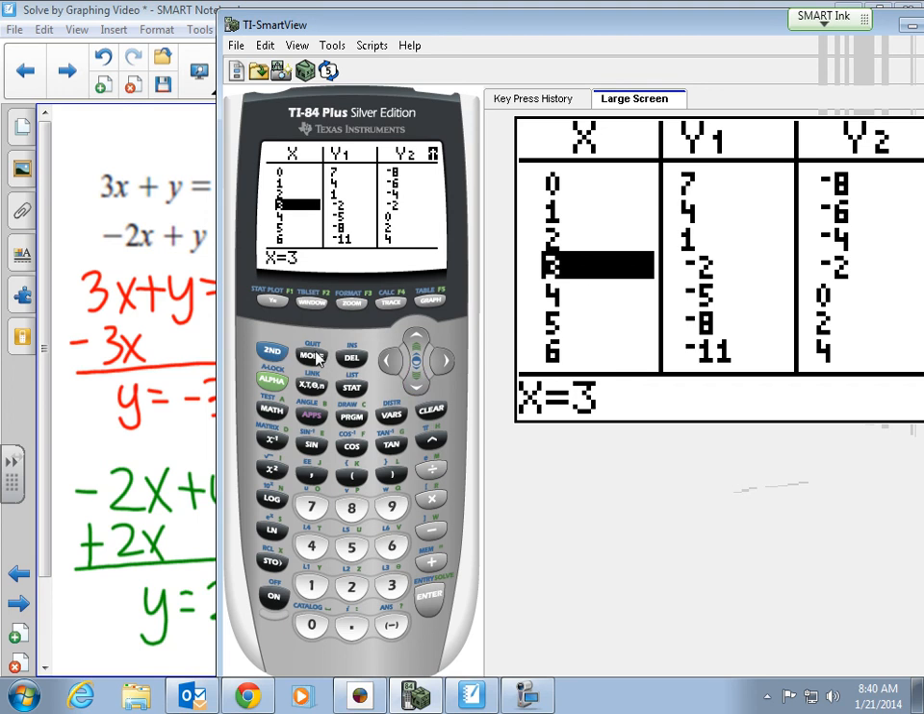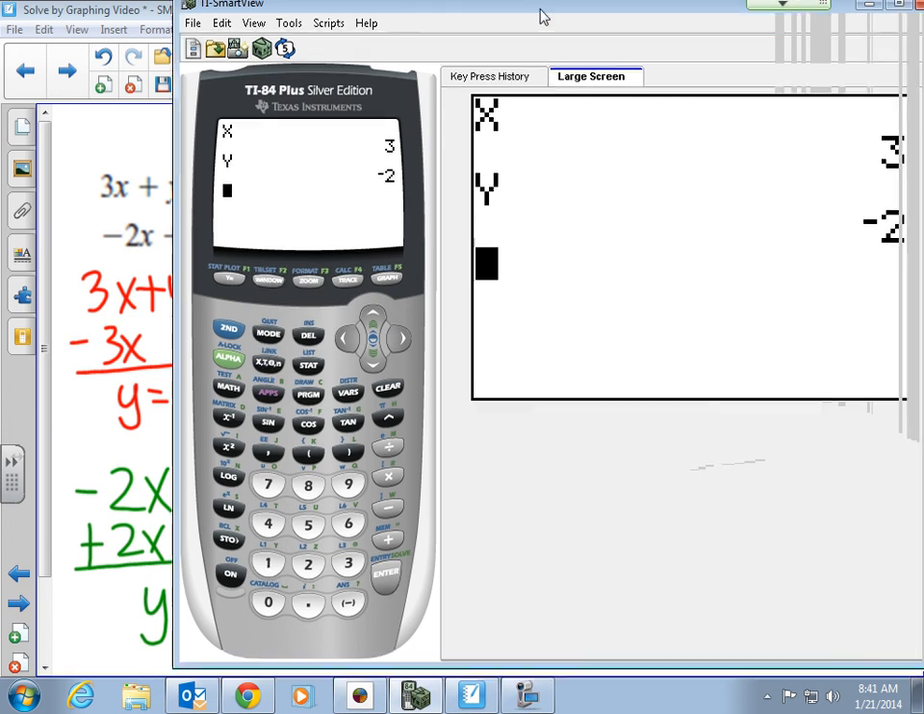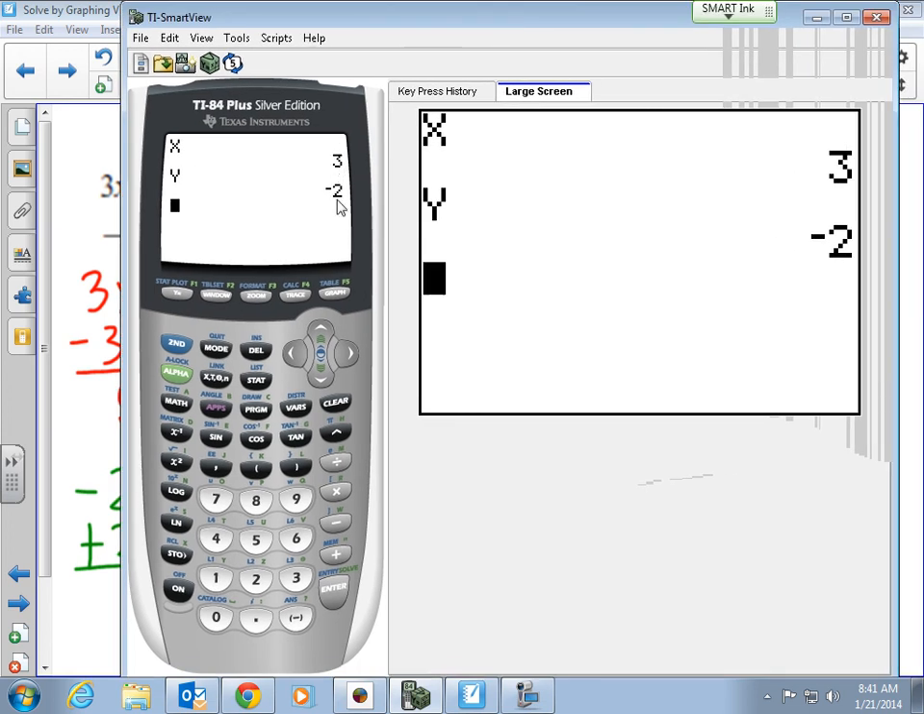Now, if I quit out of this, notice what happens if I press this X button here and press enter. It's going to give me 3. Notice if I press the Y, which is right here above the 1. It's that green letter. I could press second 1, press enter, and it gave me the X value and the Y value that was a solution to that system of equations.